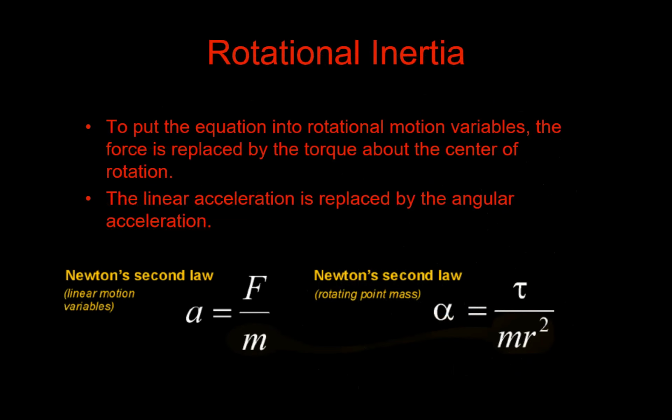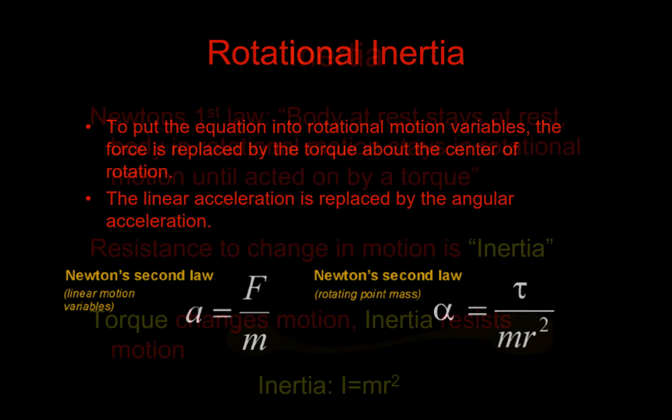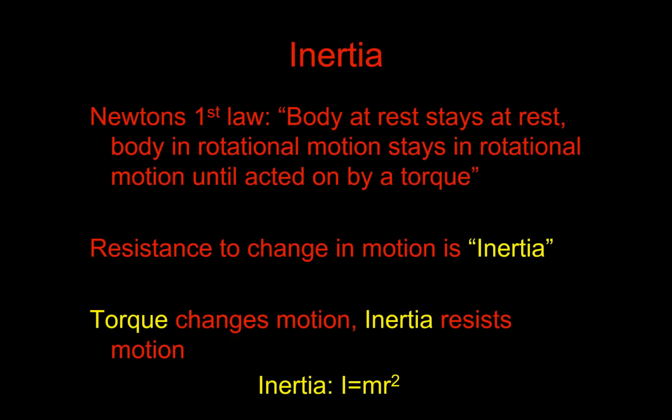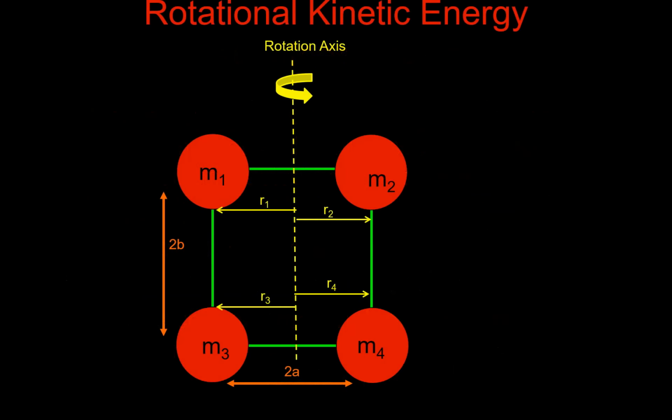So if we look at our F equals ma, we can say that the linear acceleration, essentially being replaced by alpha, becomes torque over mr squared instead of a equals F over m. So torque changes motion. Inertia resists motion. And that means you can look at rotational kinetic energies and look at the inertia of any body based on its mass distribution. Now, given our time limitations, we're going to actually truncate some of this material.